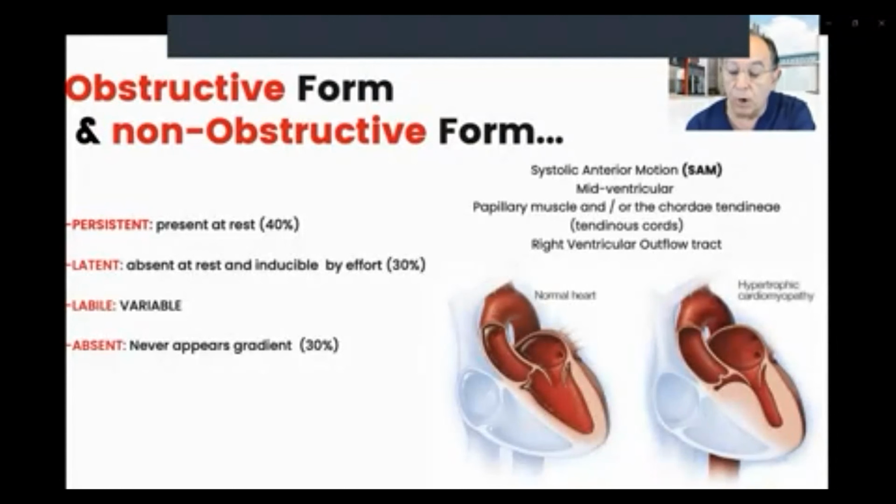But another important point to remember is this obstruction is not only produced by the systolic anterior motion of the anterior leaflet of the mitral valve. And the other thing to remember is that right now we understand a group of patients have obstruction in the right ventricle outflow tract. It's not only present in the left ventricle, it's possible to have patients with obstruction in the right ventricle.